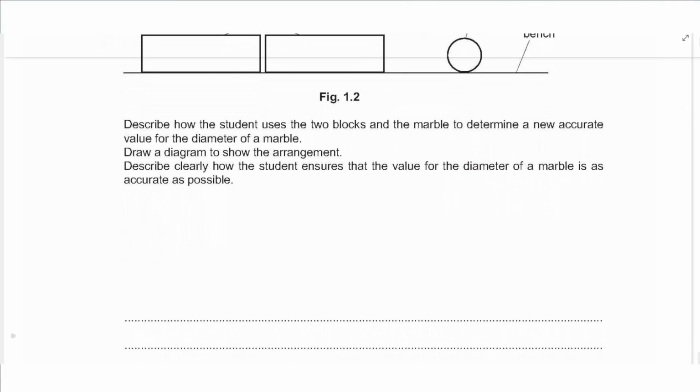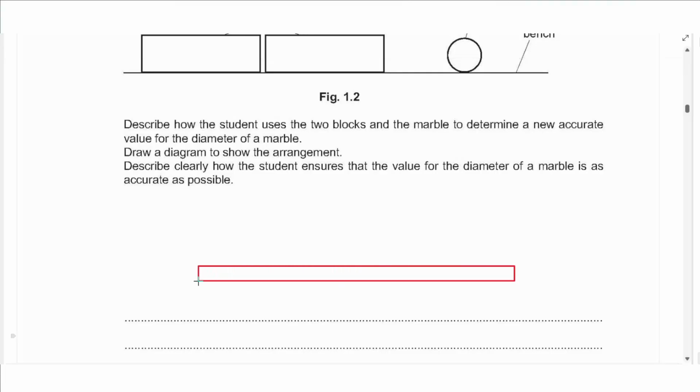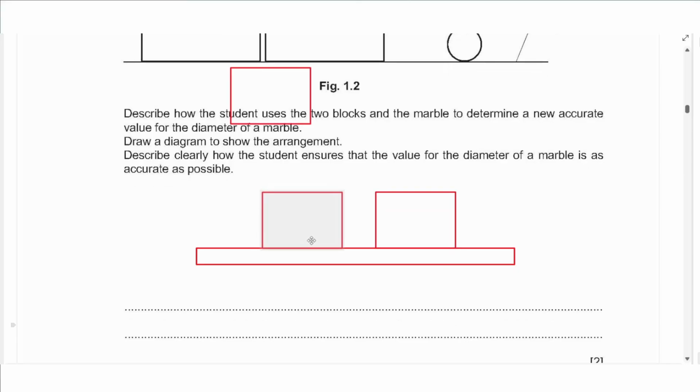In this case, we can draw a ruler as a rectangle and the 2 blocks as 2 rectangles next to each other and the marble as a circle in between. And we're going to say that the edge of the first block is reading 1 or R1 and the other one is reading 2, R2, and the diameter is the distance between the blocks.